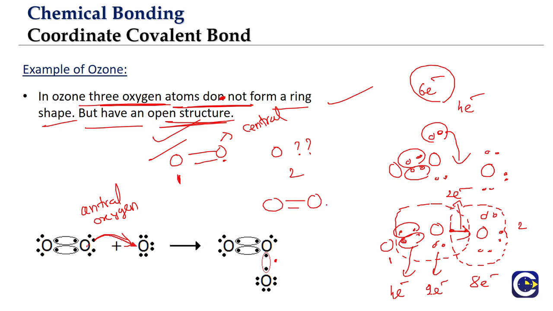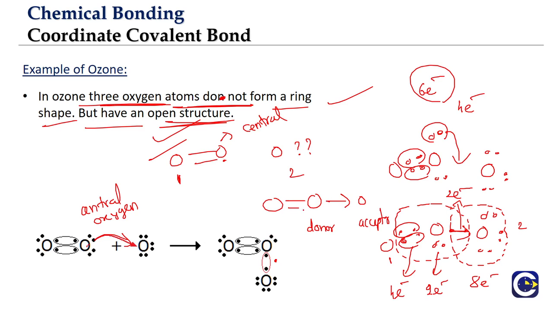So how can we write the bonding in ozone? We can write it like this. So the double bond, and this side there is a coordinate covalent bond. So this is the donor and this is the acceptor. So this is what we see in the ozone. Later we will see, the Lewis diagram that we are representing here is only to indicate how the sharing of electrons would happen.